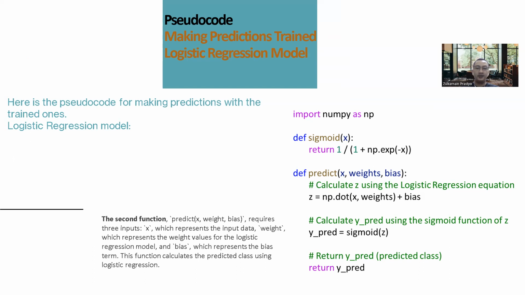The second function is predict, with x, weights and bias. It requires the input x, which represents the input data, weights, which represent the weight values for the logistic regression model, and bias, which represents the bias term. So this function calculates the predicted class using logistic regression.